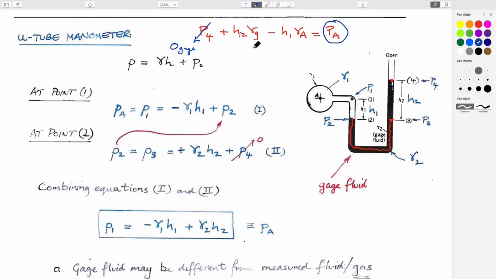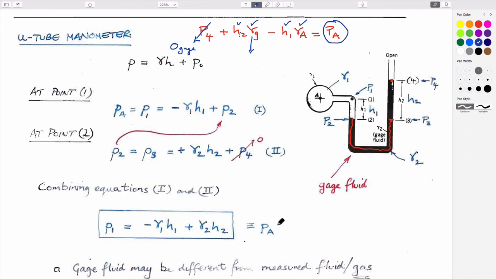We know the unit weight of the gauge fluid. If this is mercury, we know what it is. We know what this height is. We know what the fluid is that's in the pipe, and so we know this fluid also. We know each of these lengths, and the only unknown is equal to this. And so that allows us to get the pressure at a point that is not the point where we're sitting at, always in reference to another location. And so it comes out to be this equation down here.